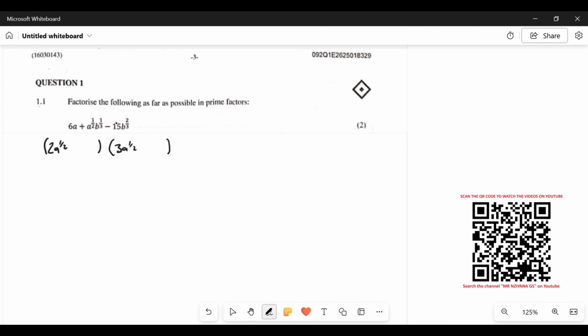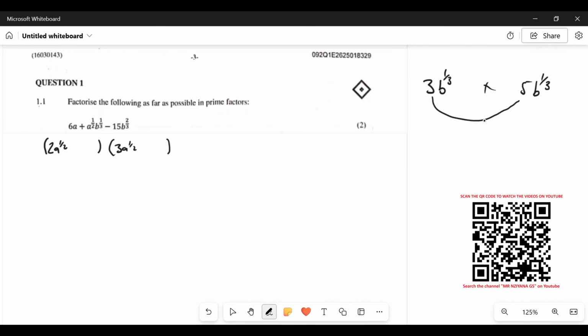All right, we need to find the factors of negative 15b to the power of 2 over 3. So let's start with the factors of negative 15, and for now let's start with just 15. We know that if we multiply 3 with 5, we get 15, right? As for b, if we say b to the power of 1 over 3 and b to the power of 1 over 3, if we multiply these, it must give us that 15 with b to the power of 2 over 3.